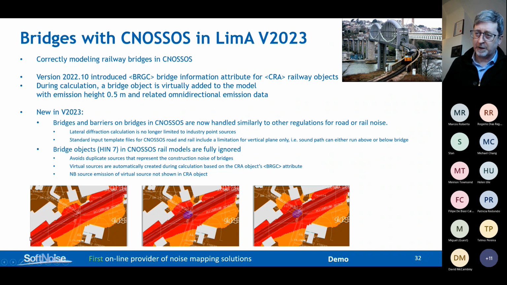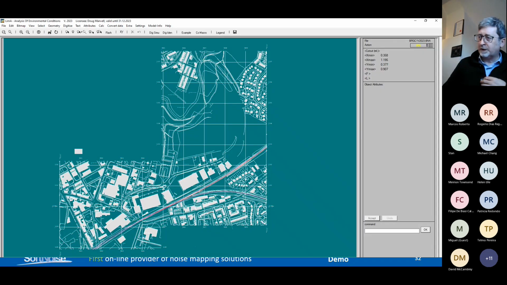What I have here on the left is a railway line and the results from that railway line without a bridge. In the middle here, you can see the results of the railway line when there is a bridge. And you can see, of course, there's much more noise emission when the train is traveling across the bridge. The third picture here is showing that even if I put a bridge object into the model, I don't change the results. So let me just show you what this looks like in LimA in the model itself.